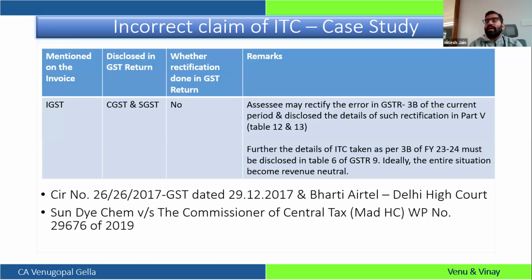Accordingly, the situation will be revenue neutral for the department as well, and the same thing has also been allowed in the following two case laws. The Bharti Airtel circular, circular number 26 of 2017, and the Bharti Airtel case of the Delhi High Court. Also, in the case of Sunday Chemicals versus Commissioner of Central Tax, the Madras High Court has also approved of the same, that we can correct the ITC claim under the correct head as per the procedure which we just discussed now.